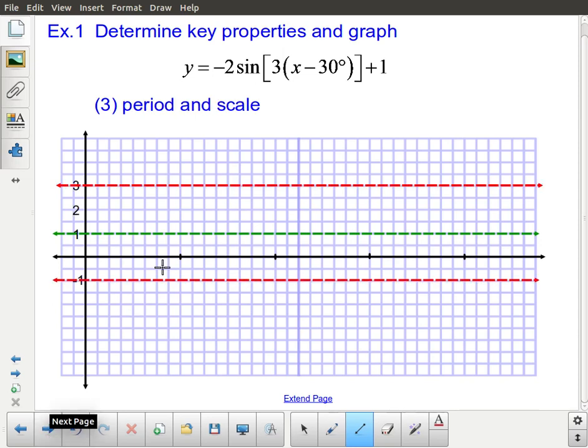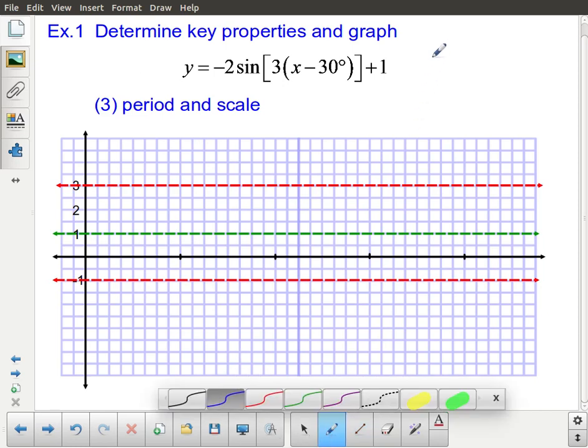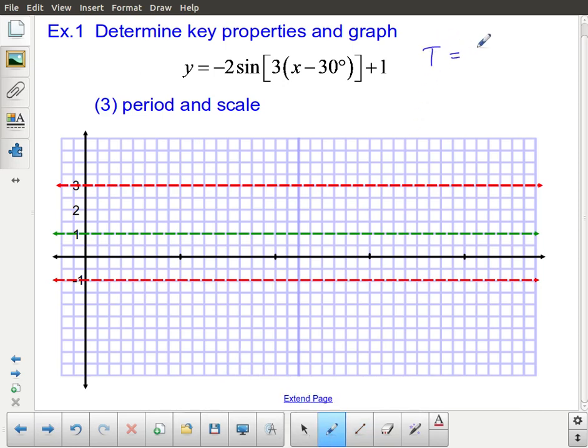All right, so now period and scale. Now I just want to remind you, our period, which I use the symbol capital T for, was 360 degrees divided by 3. And so that gives me a period of 120 degrees. Now notice I don't have the parent function on here. So I just need to fit this period onto this graph.